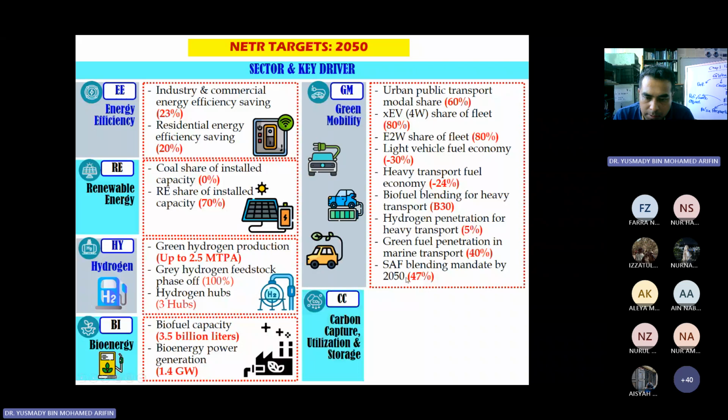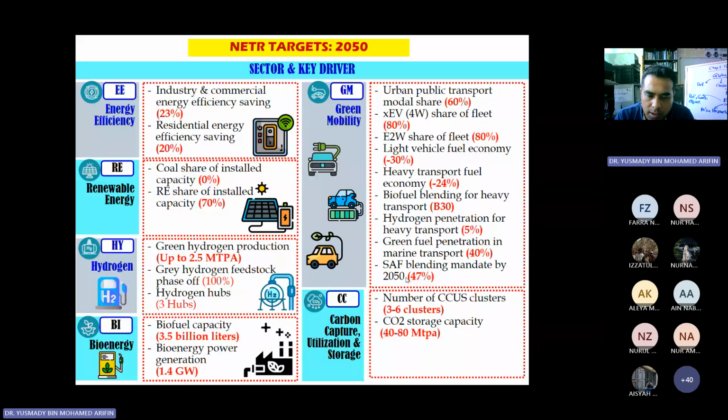Okay, the last one, carbon capture. Number of CCUS, means carbon capture, utilization, storage clusters. So facilities untuk capture CO2, target 2050, 3 to 6 clusters. CO2 storage capacity up to million ton per annum, 40 to 80.